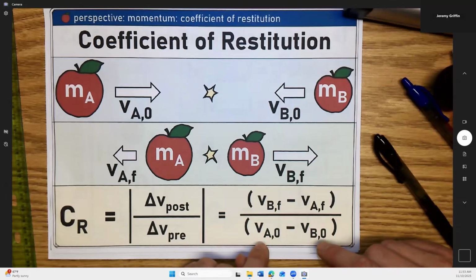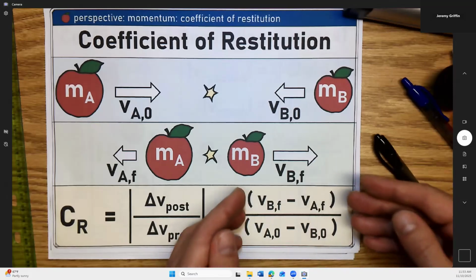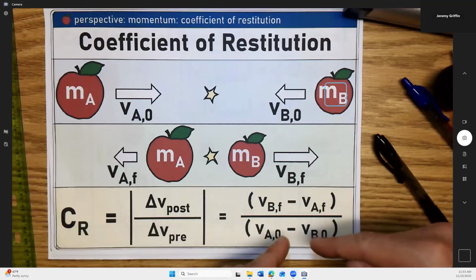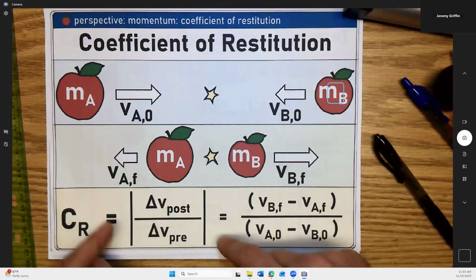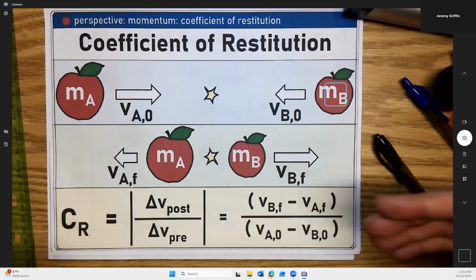The reason I did that is because if you didn't, this would always come out to be negative. But because I reversed one of these, it naturally comes out positive. Alternatively, you can just take the absolute value. So this will always come out to be a positive value.